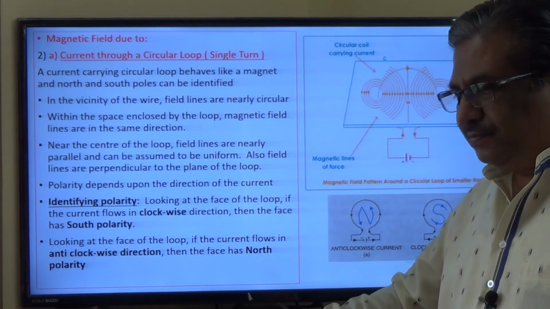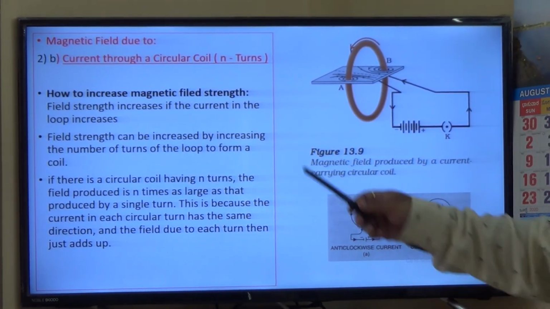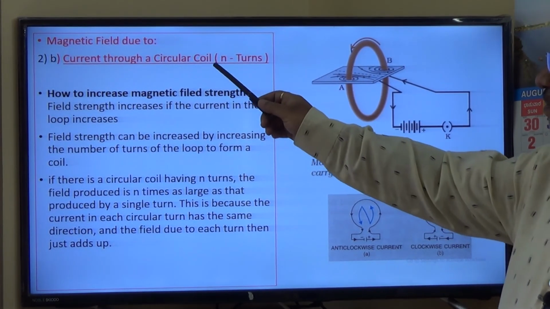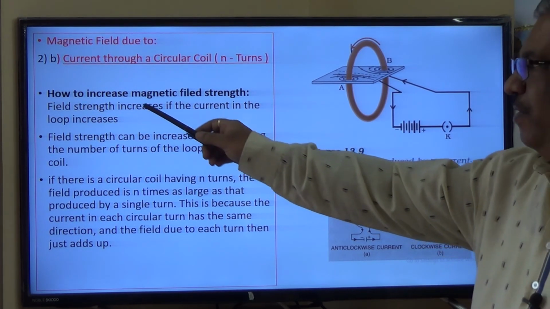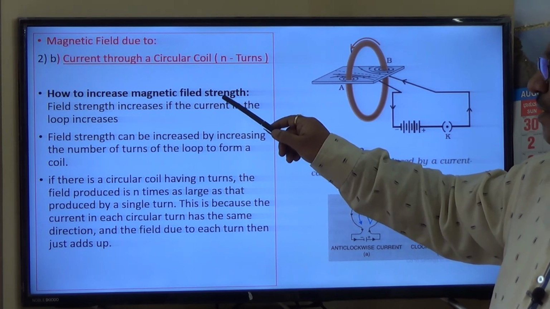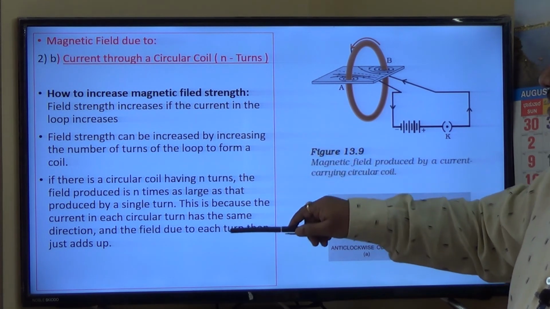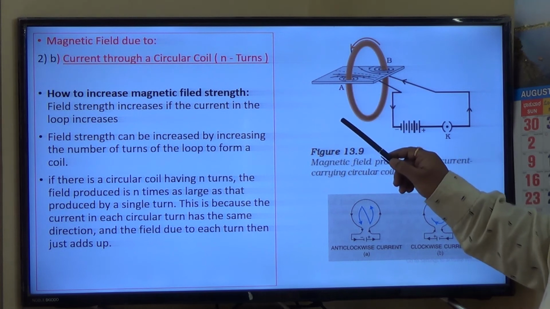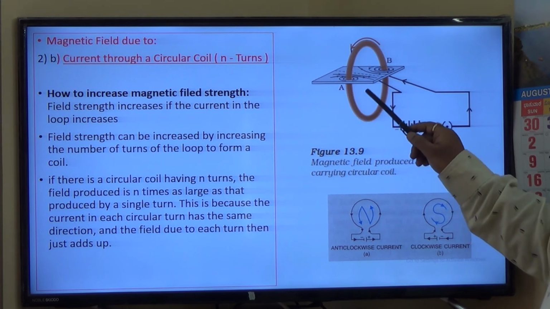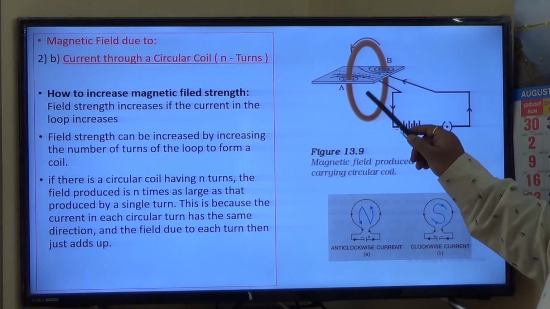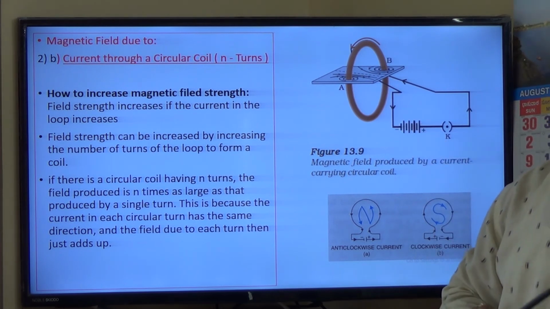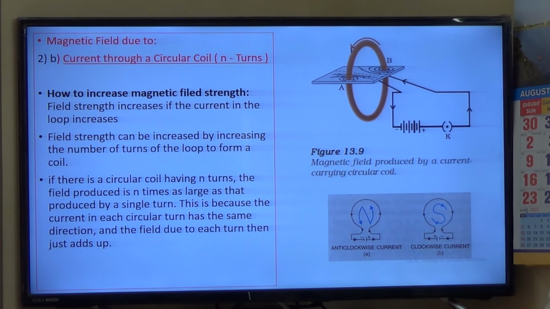Next is current through a circular coil of N turns. You can pause the video to note it down. Why we go for a coil of N turns is, if we want to increase the magnetic field strength, we either increase the magnitude of the current or increase the number of turns in the coil, because the direction of current in each turn is the same, and therefore the magnetic field produced in each turn will get added up. By increasing the number of turns, we can increase the magnetic field strength. Okay, so pause the video and make a note of this.